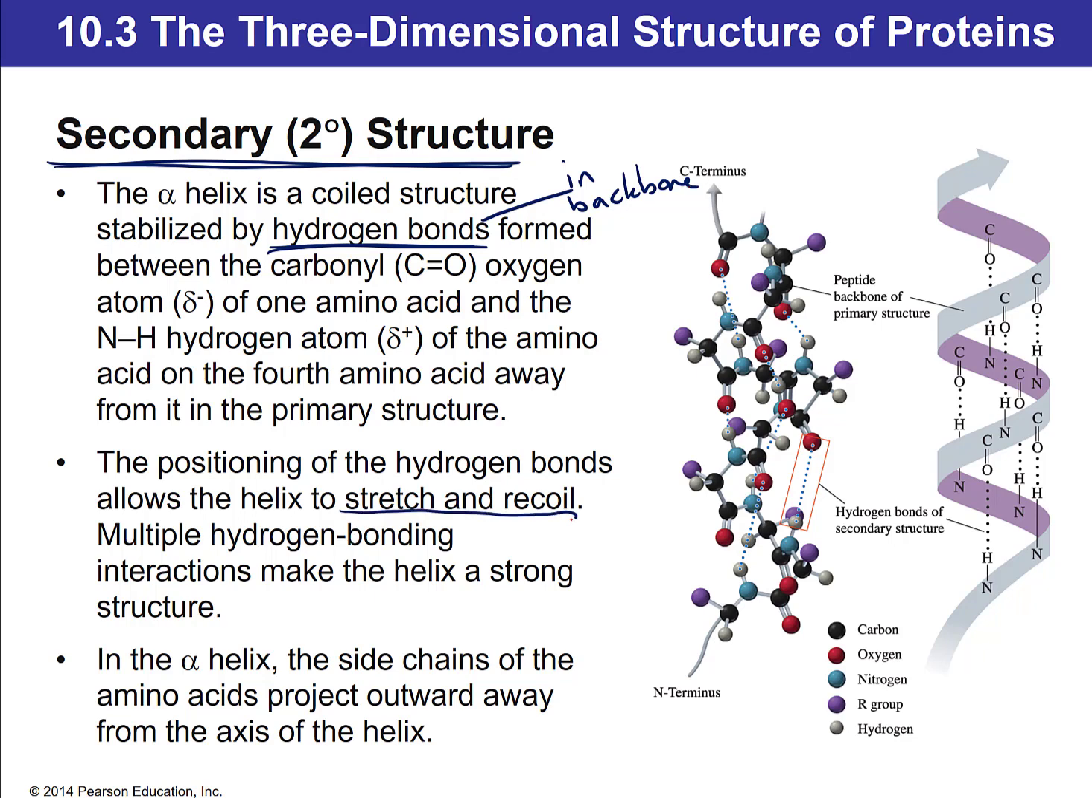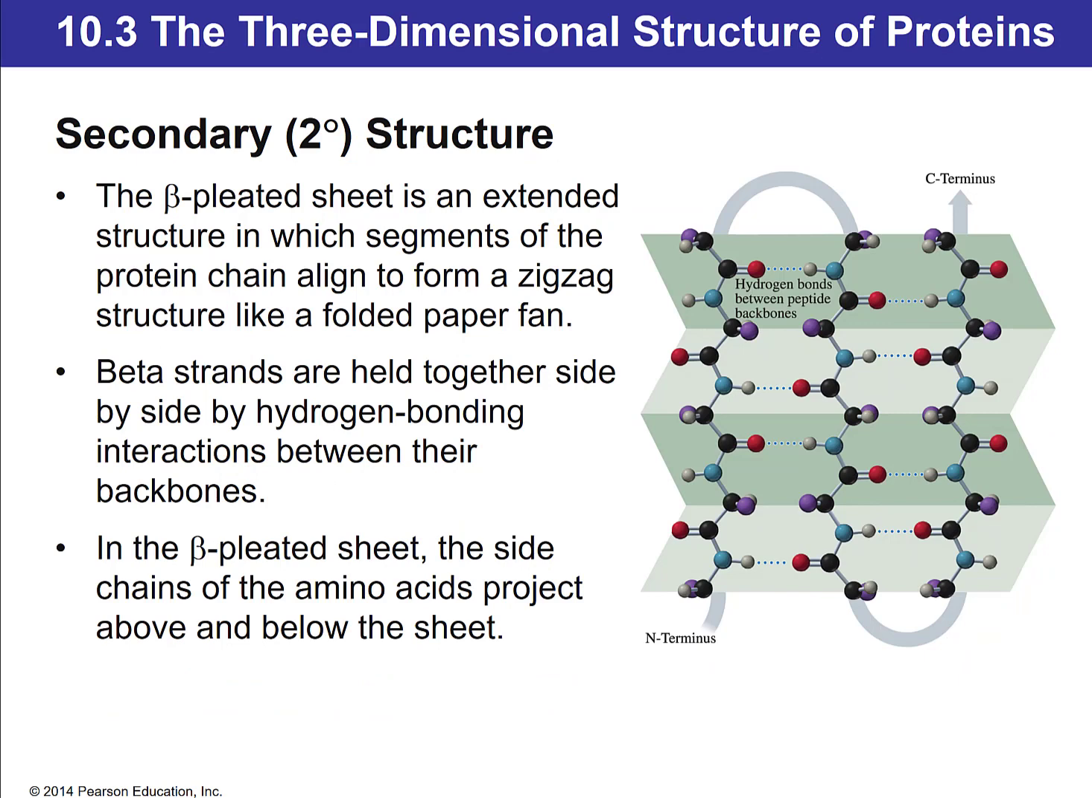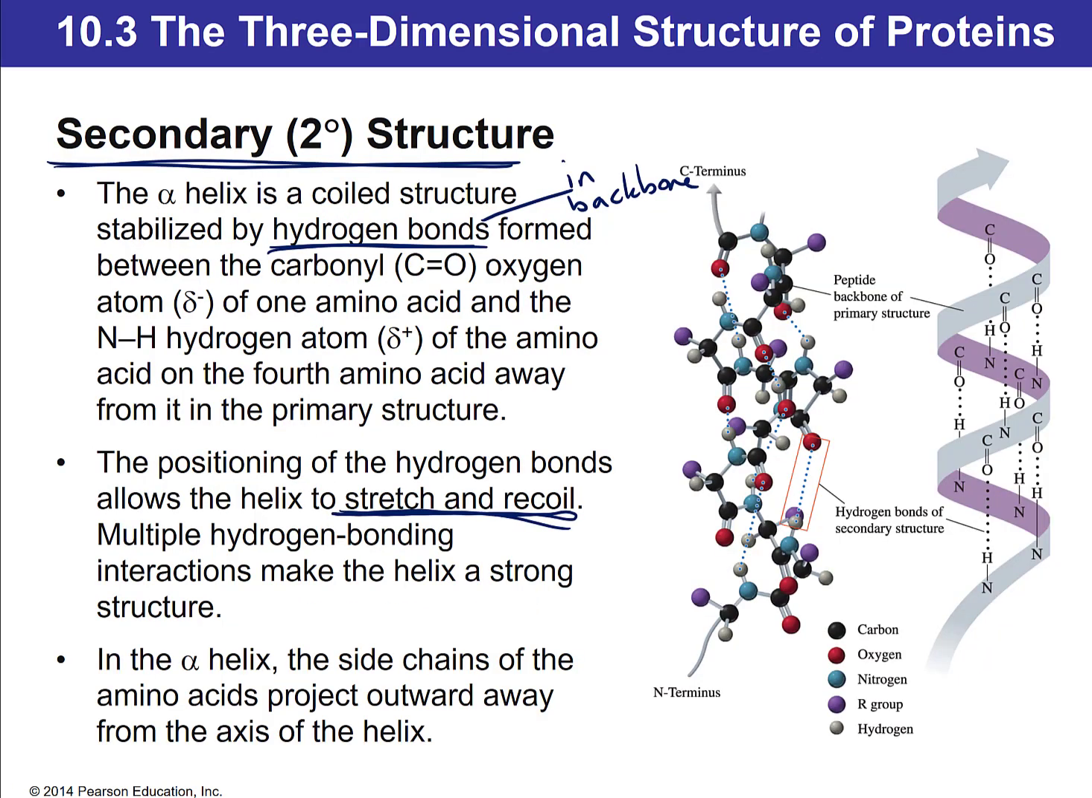So it is going to allow this strand to actually stretch and recoil like a slinky. So it has some give to it, doesn't snap as easily. So they might look like the helix, and so they call this an alpha helix. And it's just the twisting of it, so that's where the name comes from.